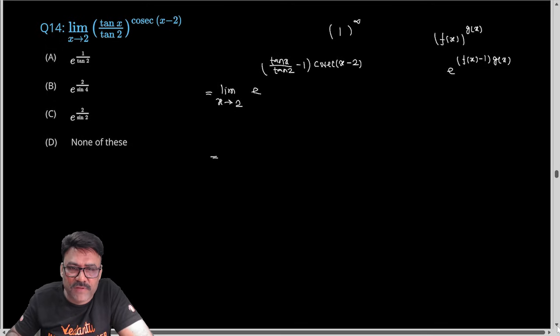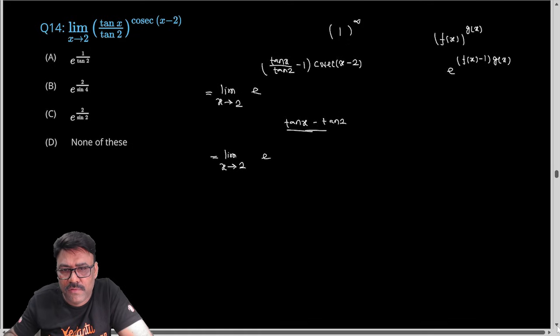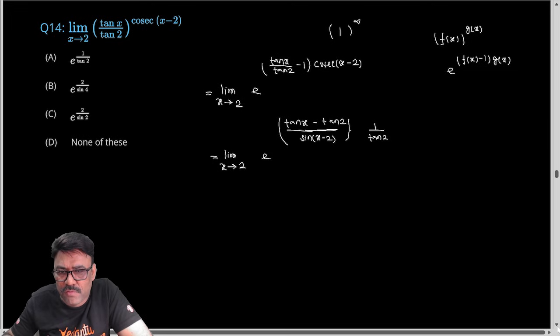Now this is limit x approaching 2 of e raised to, let's simplify it. So you will get (tan x minus tan 2) over sin (x minus 2), and then 1 by tan 2. Now you can see that this quantity which I am putting in the bracket is of the form 0 by 0. So you can use L'Hopital rule here. So just use L'Hopital rule.